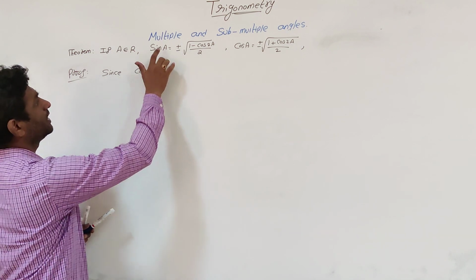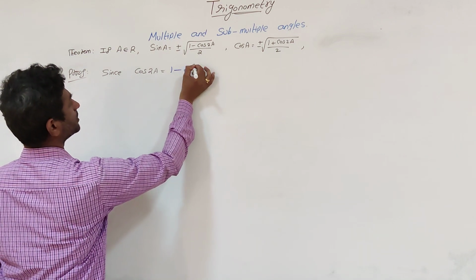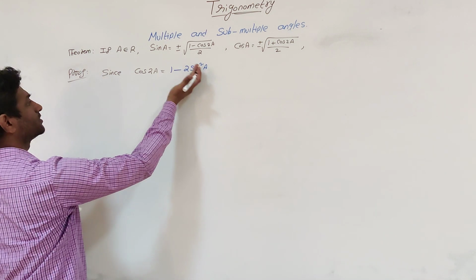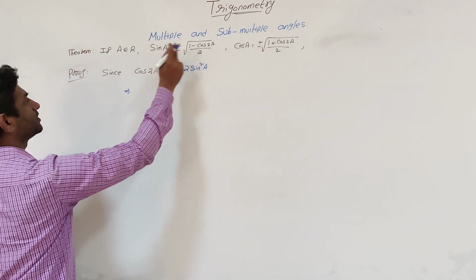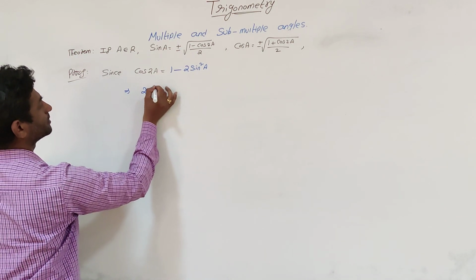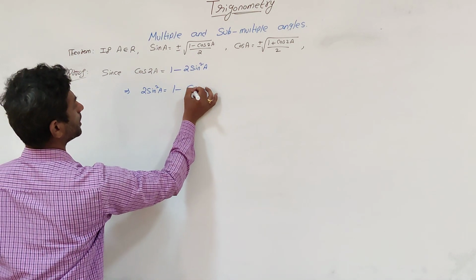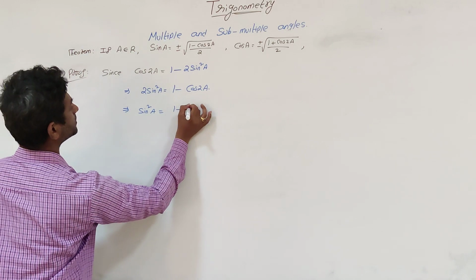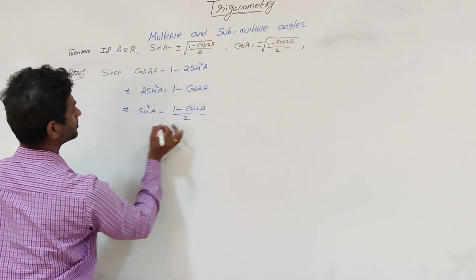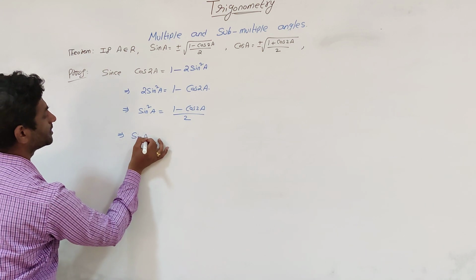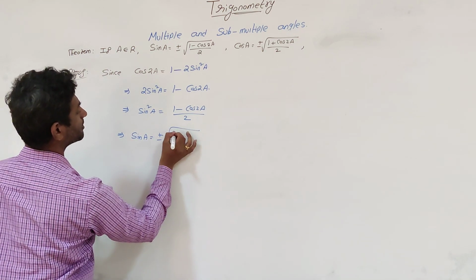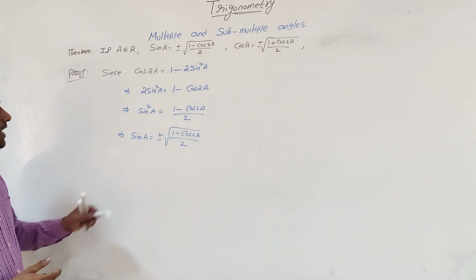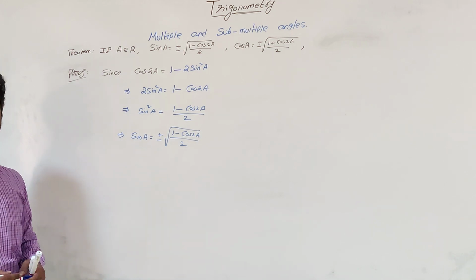But cos 2a in terms of sin can be written as 1 minus 2 sin square a. That is, cos 2a is 1 minus 2 sin square a. If we bring 2 sin square a to the left hand side and take cos 2a to the right hand side, 2 sin square a is equal to 1 minus cos 2a, and sin square a will be 1 minus cos 2a by 2. But from this, what is sin a? It will be plus or minus under root of 1 minus cos 2a by 2. And plus or minus depends upon in which quadrant angle a lies.